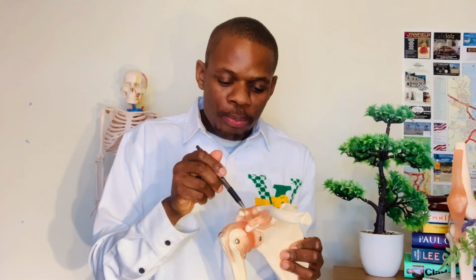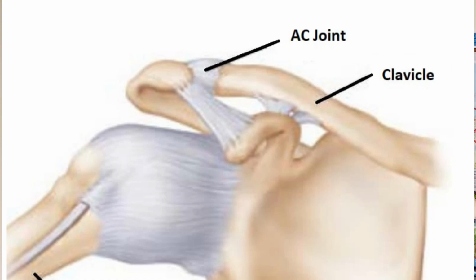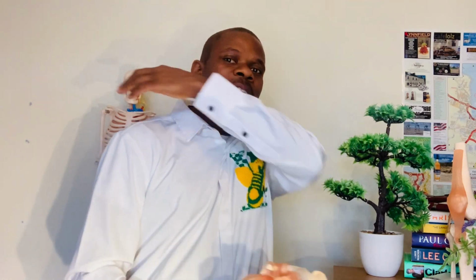The second joint that makes up the shoulder complex is the acromioclavicular joint. As the name implies, it is a joint between the acromion of the scapula and the lateral end of the clavicle. The clavicle is the collarbone, and the scapula is the bone you find at the back of the shoulder.